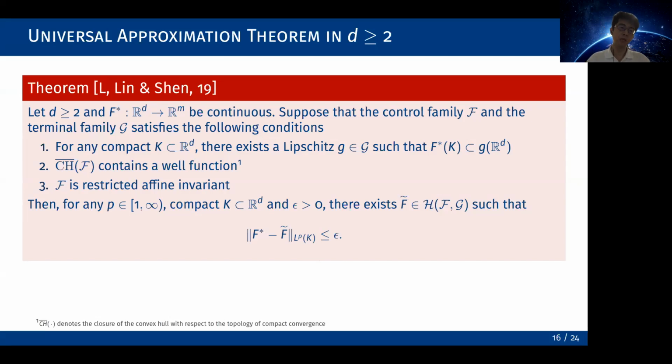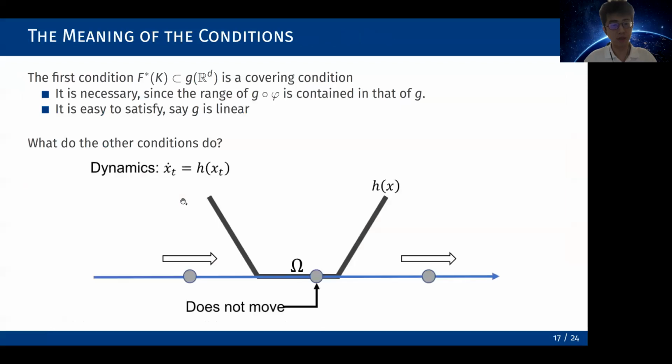I will say a few words about what each of these mean. The first condition, as I already said, is a covering condition because the range of this G composed phi is contained in G, so G cannot be too small. But usually this is trivial to satisfy. So what do the other conditions do? In particular, what do well functions do?